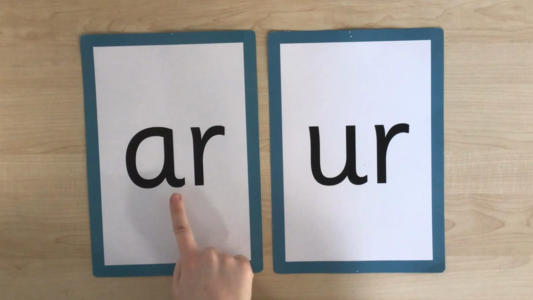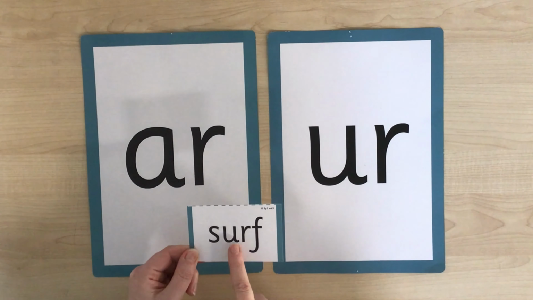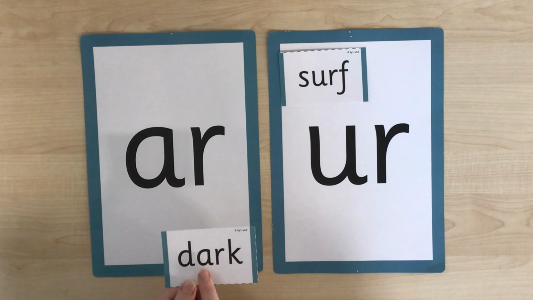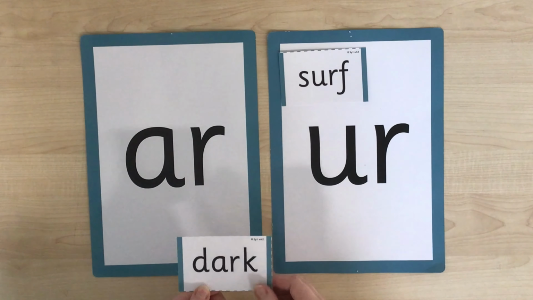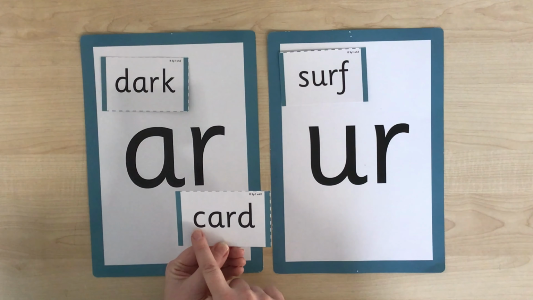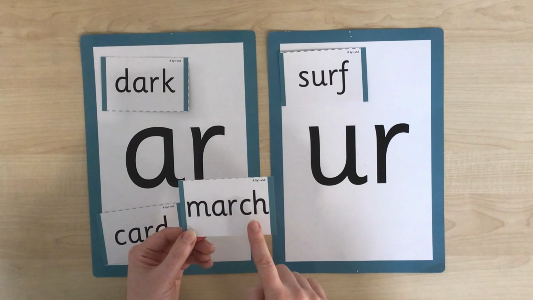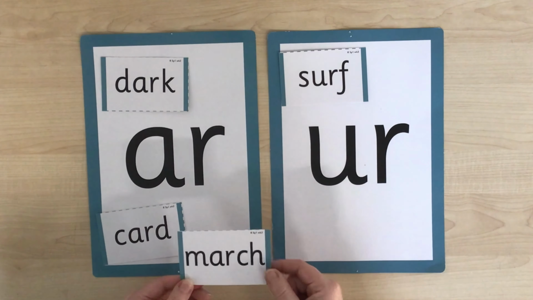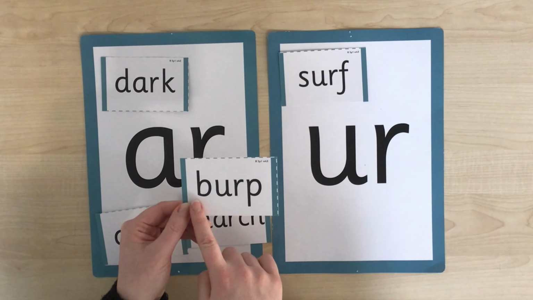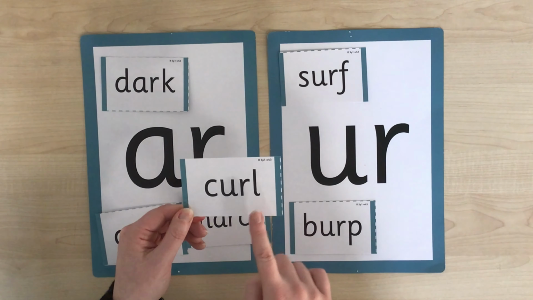I have digraph R and digraph R. Let's sort the words. Surf. Dark. Card. Mark. Burp. Curl.